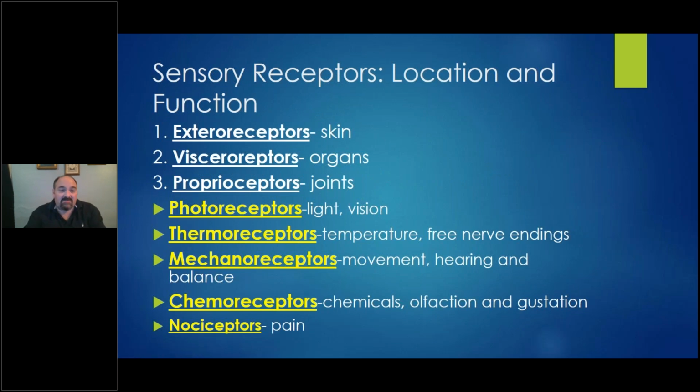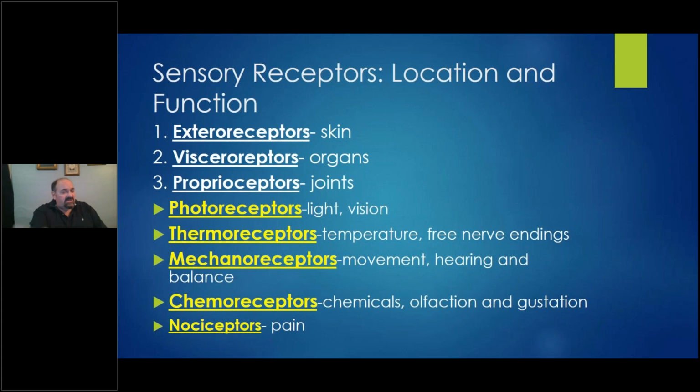So sensory receptors. We have exteroreceptors that are on the integument, on the skin. The visceroreceptors, viscera, we're thinking organs, so visceroreceptors for the organs. Proprioceptors present within the joints will help us to have an idea, even when we have our eyes closed, where parts of our body are in different directions and areas, and yet we still know what's going on with our body parts as a result of the input from those proprioceptors. Okay, photoreceptors, thermoreceptors, mechano, chemo, noci.